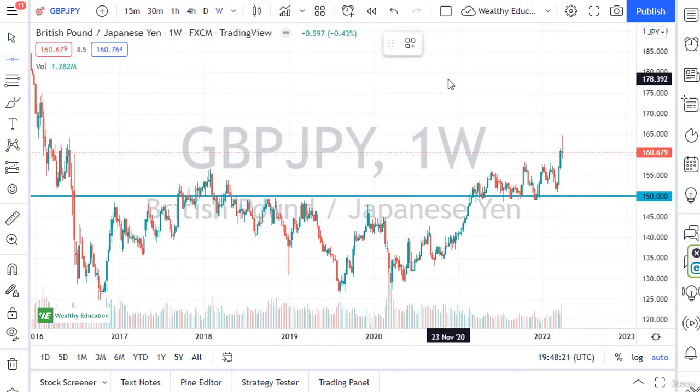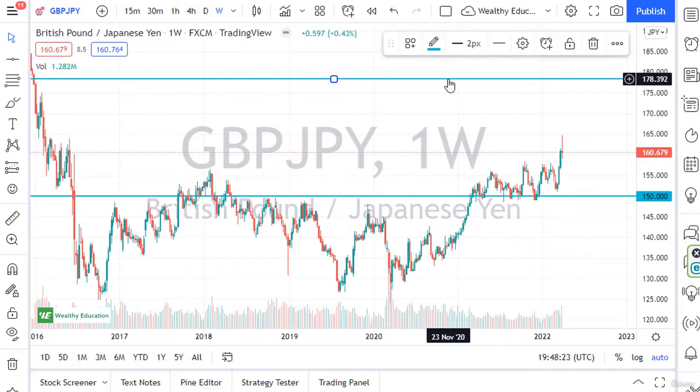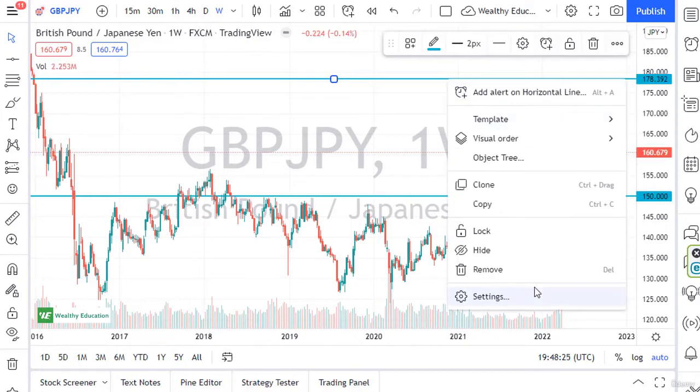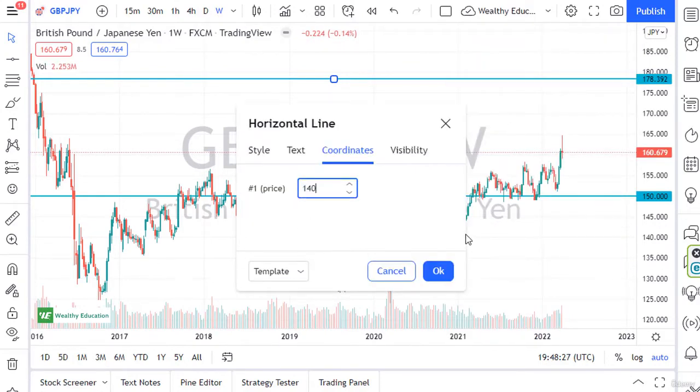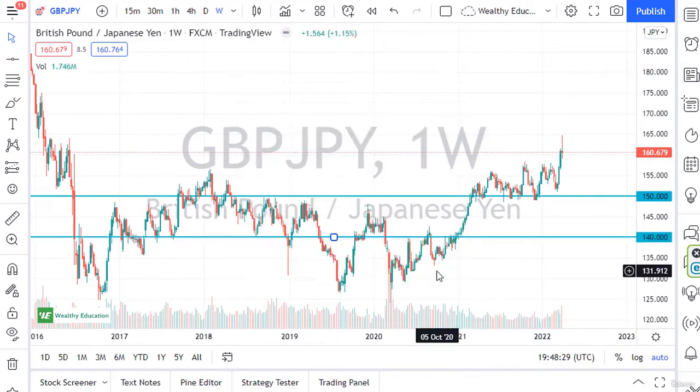If you draw these lines at big round figures, a lot of times you'll start to notice a pattern. So in this case, since we're on a weekly time frame, you can see 140 has seen buyers come in several times. It even offered a little bit of resistance, so it's been support and resistance.